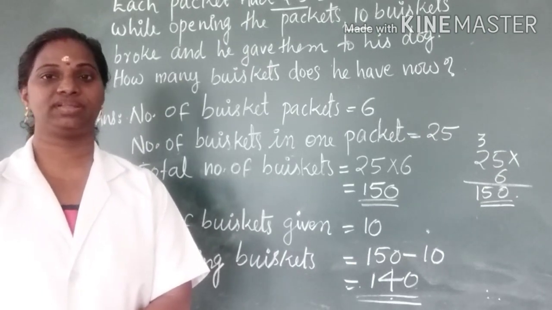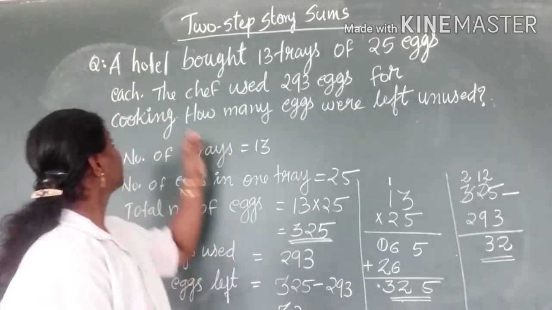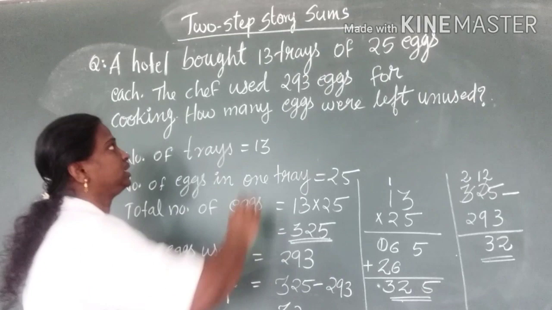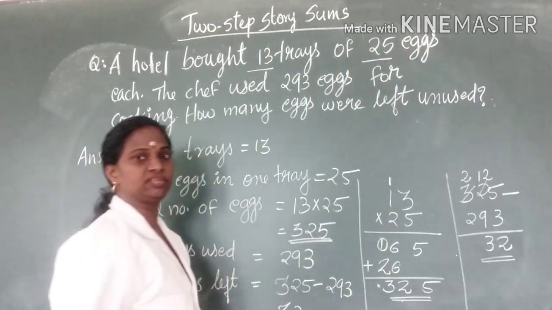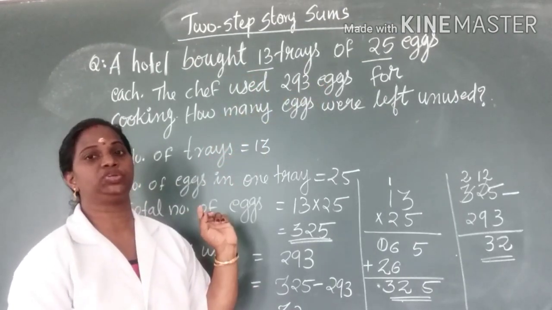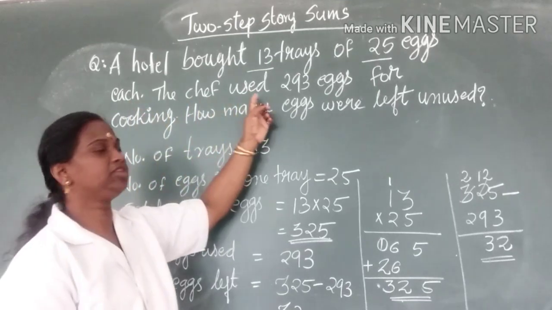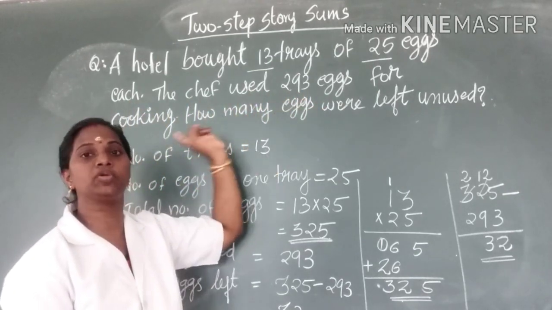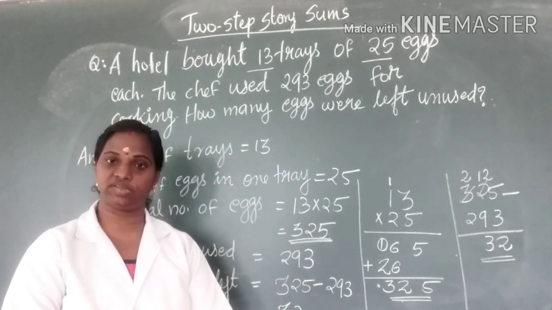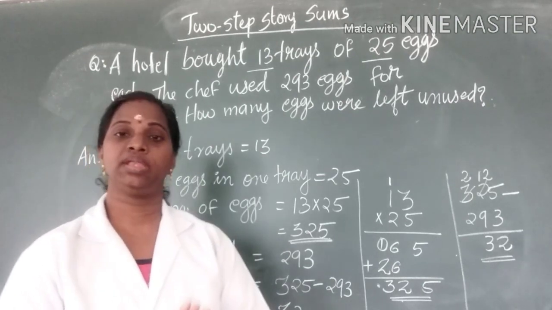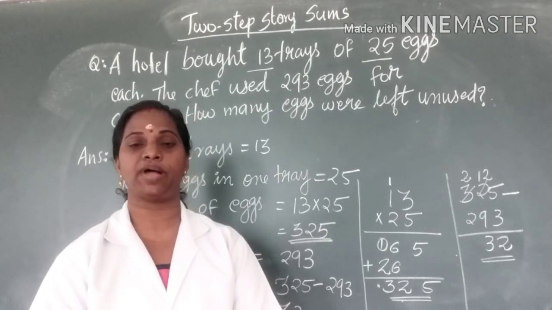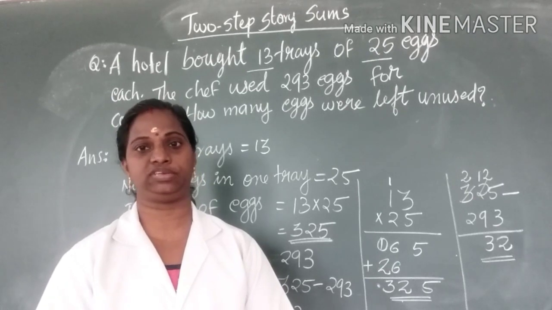Okay, now let's do one more question. See the question. A hotel bought 13 trays of 25 eggs. That is, total number of trays equal to 13, number of eggs in one tray is equal to 25. Then the chef used 293 eggs for cooking. Then how many eggs were left unused? This is the question. So number of trays is given, number of eggs in one tray is given, number of eggs used is given. We need to find out the number of eggs left unused.